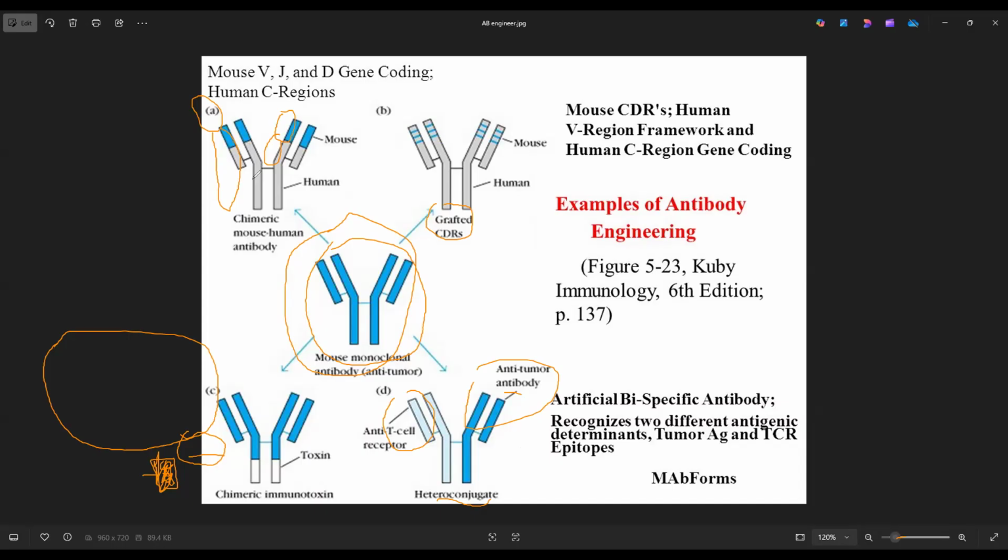So anyway, in antibody engineering, we have discussed that initially the monoclonal antibodies are produced in the mouse, and then we can modify them and increase their efficiency by making them humanized, or we can go for grafted CDRs, or we can go for chimeric immunotoxins and heteroconjugates. We can use these antibodies as therapeutic agents, for therapy, and for diagnostic purposes, and it's a very good tool. And we can make better antibodies with the help of antibody engineering.